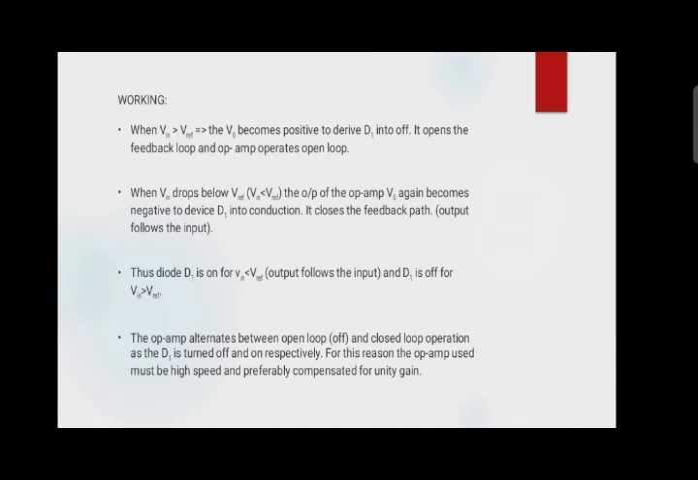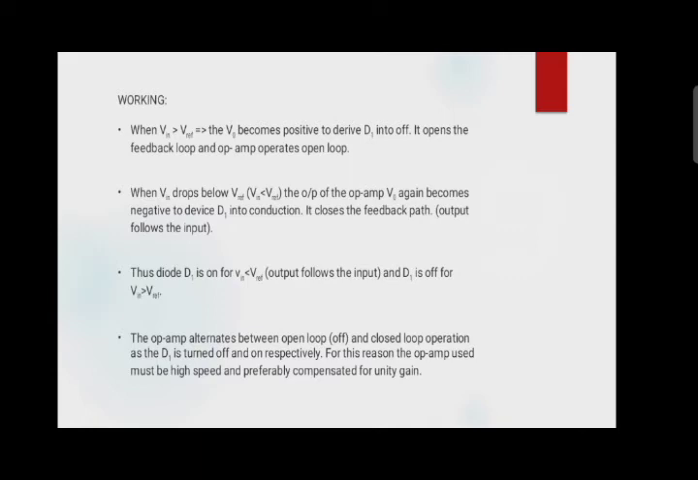The working of the positive clipper. Whenever our input is greater than the reference voltage, the op-amp output will be plus V saturation. Therefore, the diode D1 will be off. Therefore, the circuit becomes open. Therefore, the overall output will be the reference voltage.